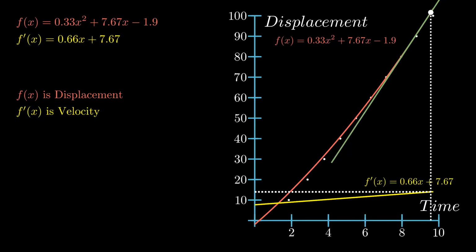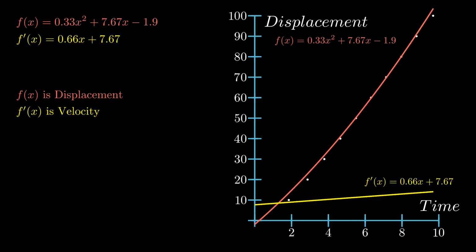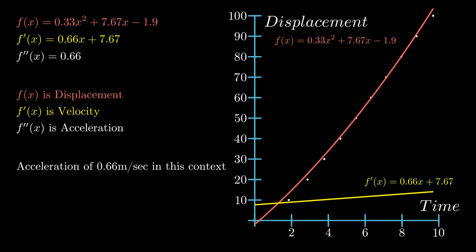Notice that the derivative function of velocity is f double dash or f prime prime of x being equal to 0.66. This is known as the acceleration function. In this context, you could draw the conclusion that Usain is accelerating at a rate of 0.66 meters per second, and that his initial speed was 7.67 meters per second. We can read this directly from the velocity function. And the result of the acceleration function told us how the velocity is changing.